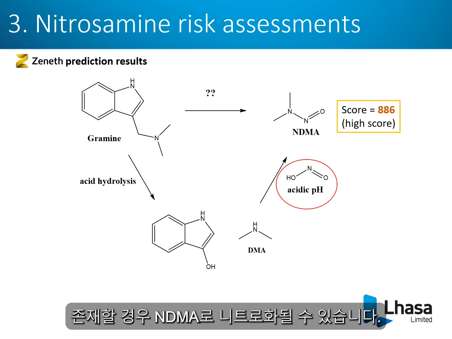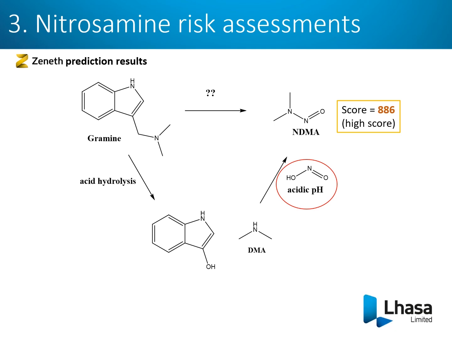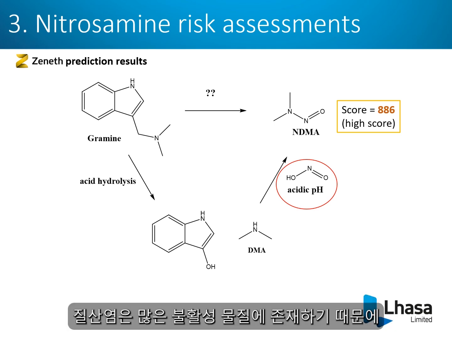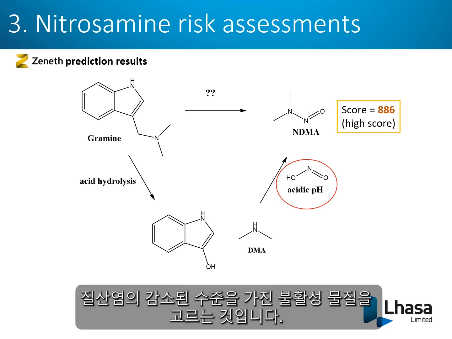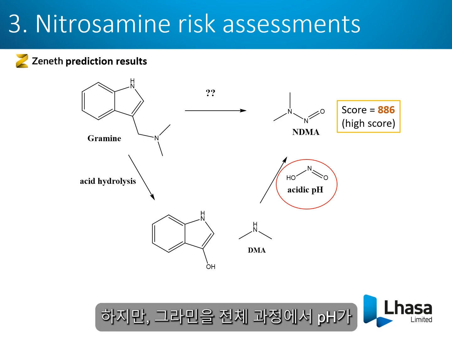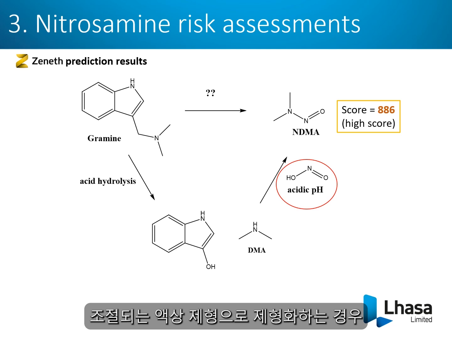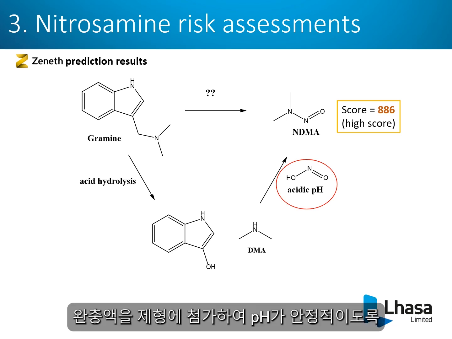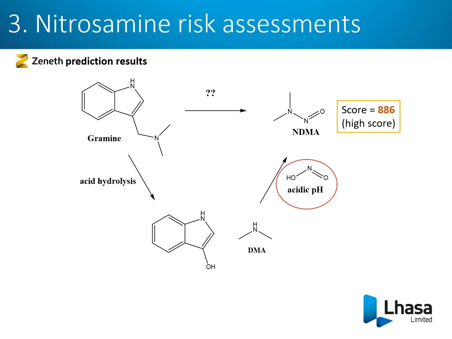Nitrite is present in many excipients, so one mitigation strategy would be to choose excipients with either no or negligible levels of nitrite in them. If, however, you're formulating Gramine in a liquid formulation, where pH is controlled during the whole process and a buffer is added to the formulation to ensure the pH will be stable, then this acid catalyzed pathway might be unrealistic and can therefore be ruled out.